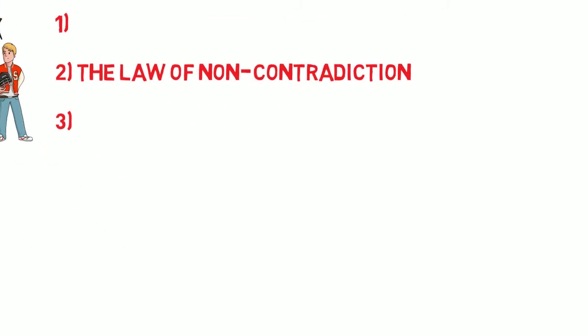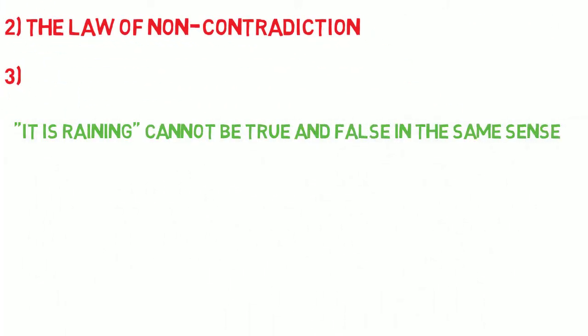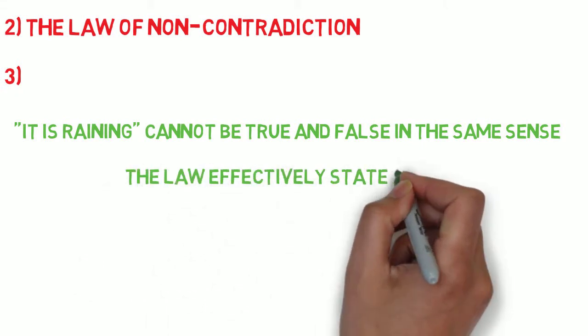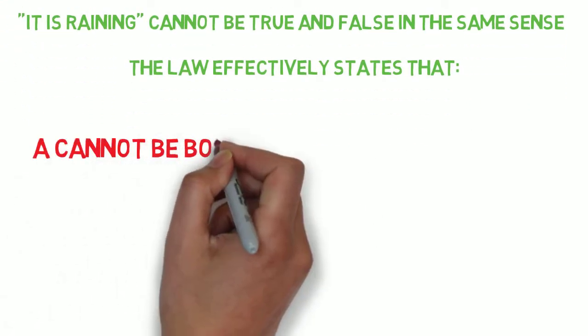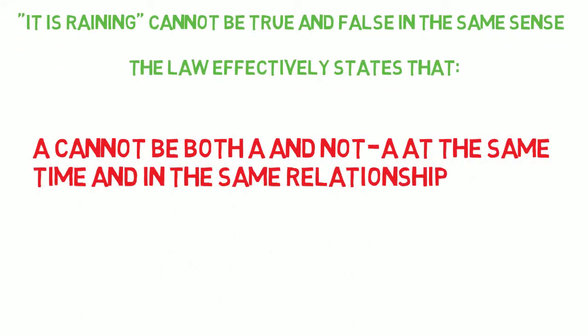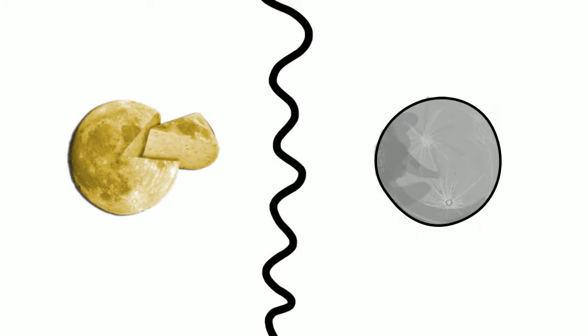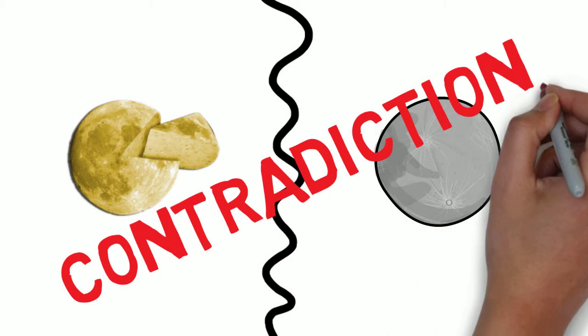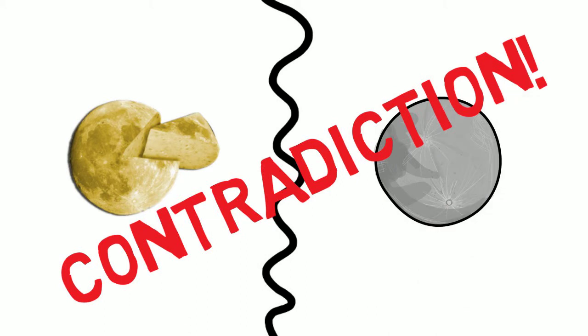Well, it basically says that a statement, e.g., it is raining, cannot be both true and false in the same sense. The law effectively states that A cannot be both A and not A at the same time and in the same relationship. So let's look at a quick and easy example of this. If I say that the moon is made entirely out of cheese, and then I say after that the moon is not made entirely out of cheese, well, I've contradicted myself. Hence, I've gone against the law of non-contradiction. This is simple enough to understand.